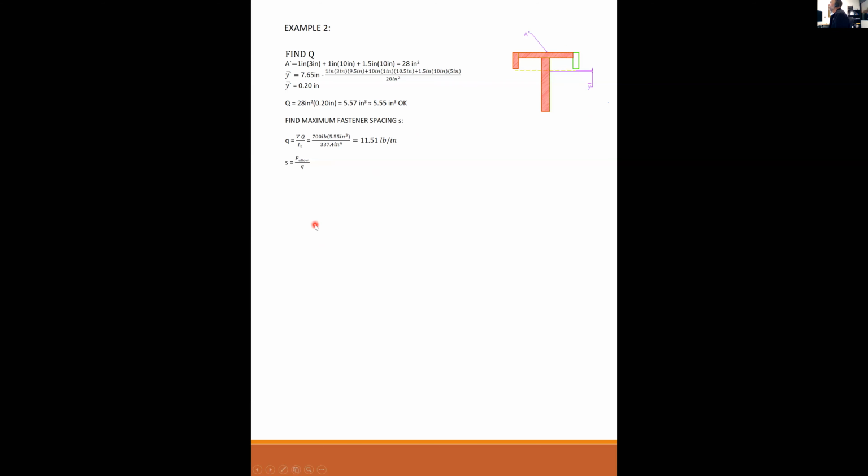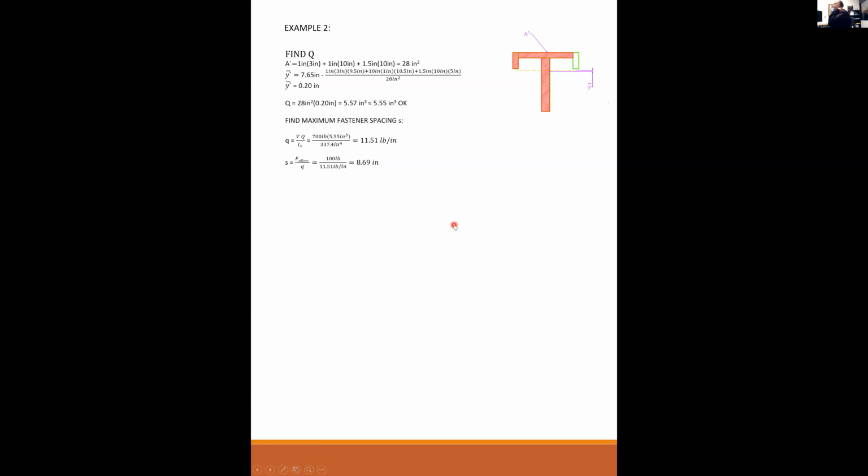So fastener spacing S is equal to my F allowable over q. My F allowable was 100 pounds as defined over 11.51 inches, and that gives me 8.69 inches. So my maximum spacing of my nailing can be 8.69 inches. I can go less, but I cannot go more. If I have a spacing greater than 8.69, then I will have a load per nail greater than 100 pounds.